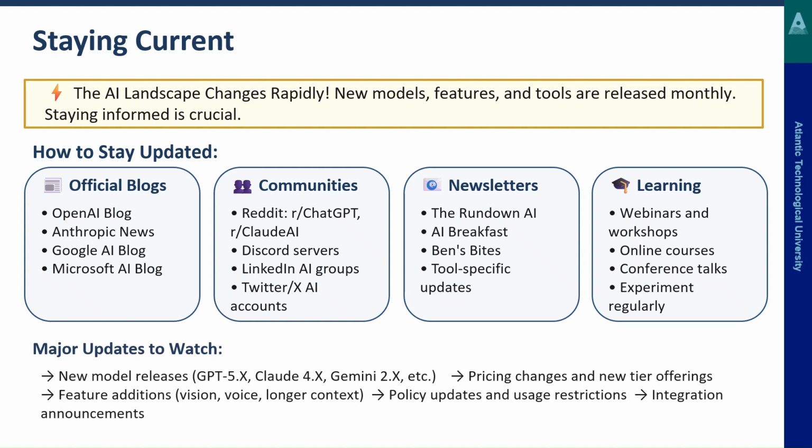Some of the major updates: new model releases, obviously you always want to keep your eye out for them. Price changes and new tier offerings. Like last year, or even 6 months ago, OpenAI's free version would have been ChatGPT 3.5, and then the pro version was ChatGPT 4. But whenever ChatGPT 5 came out, it became the pro version, and ChatGPT 4 is now the free version. So you can see that the free tiers are constantly updating as well.